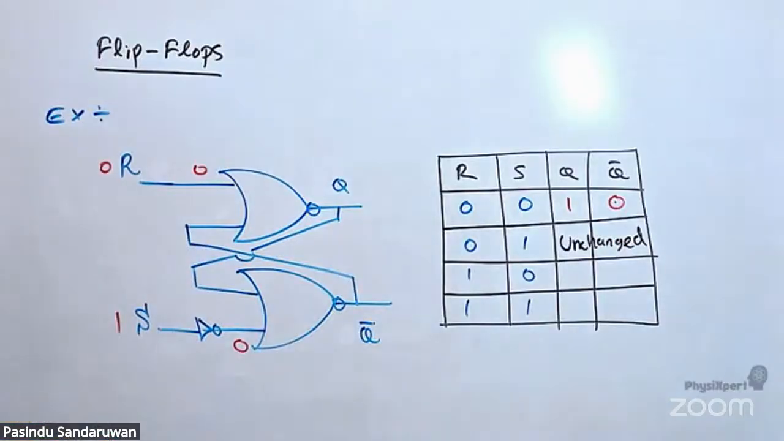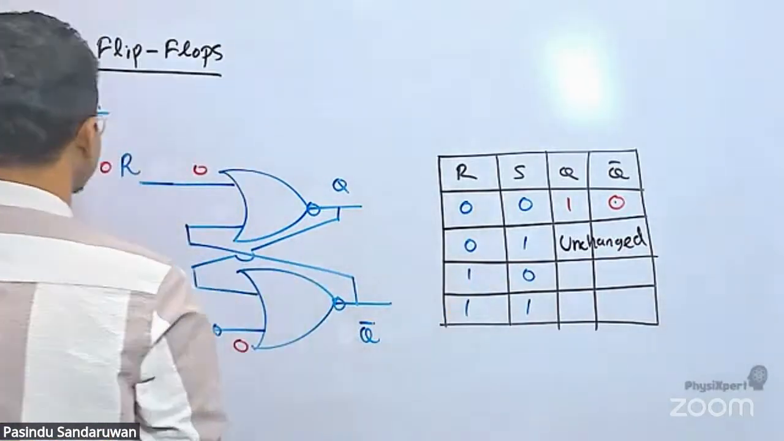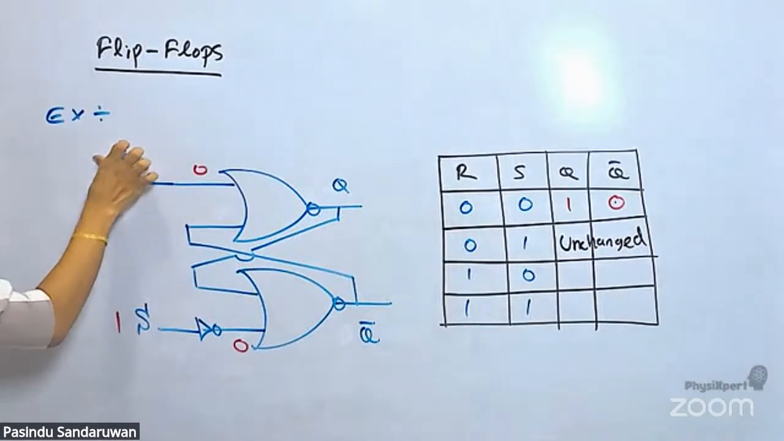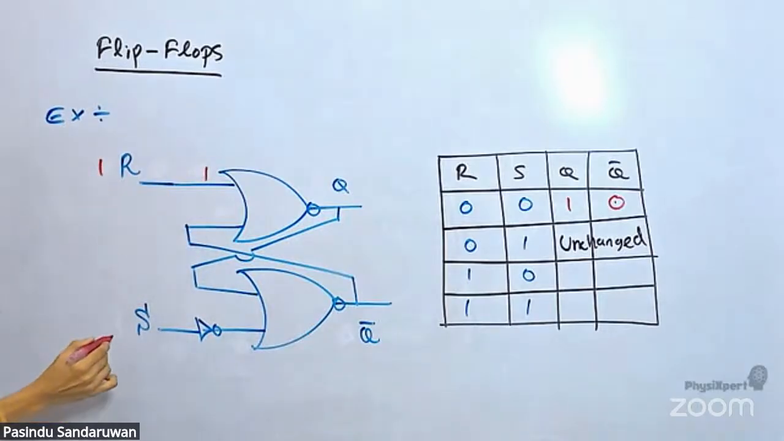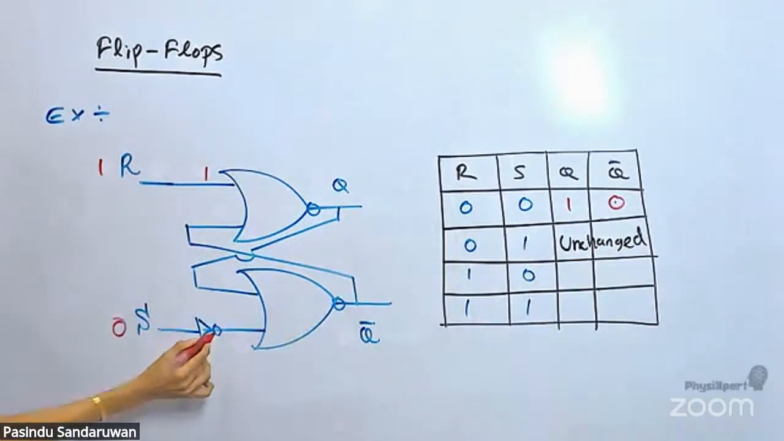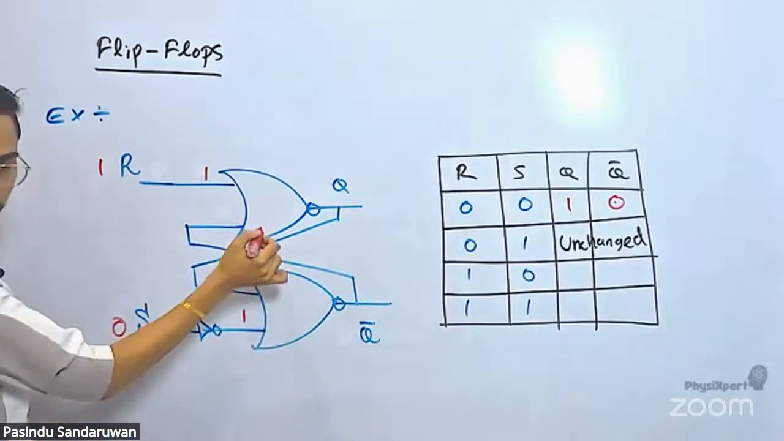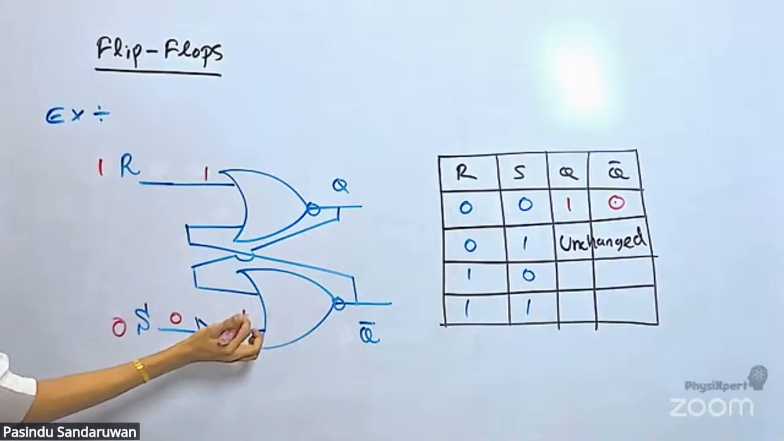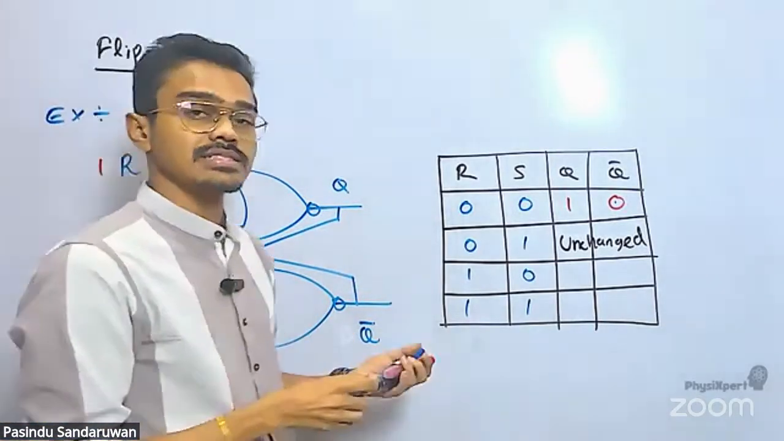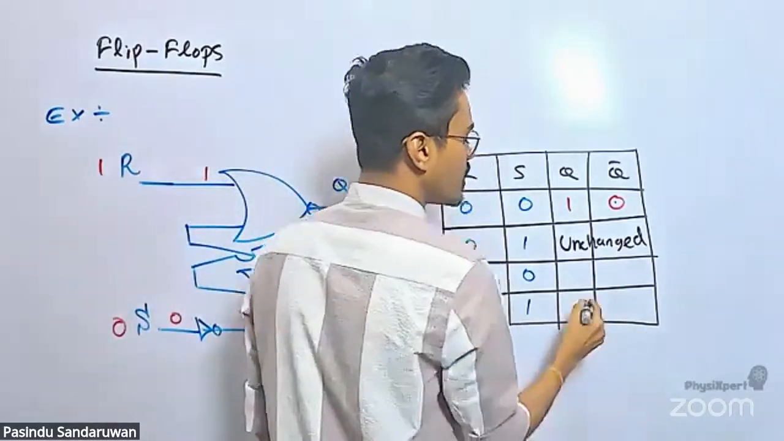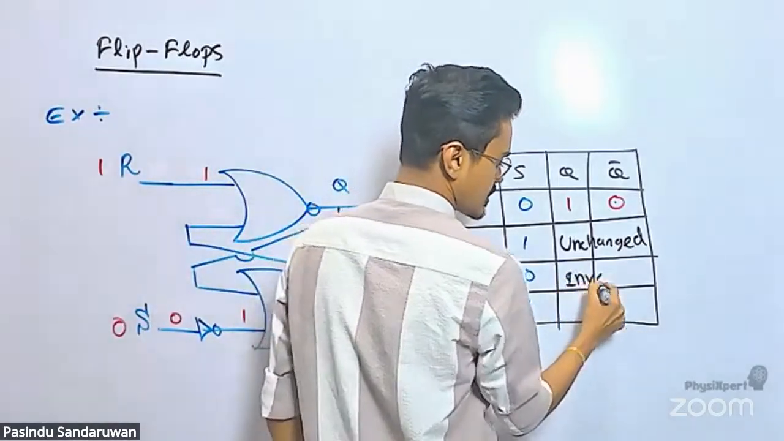Third one, 1, 0. R becomes 1. S becomes 0. When R is 1, this is 1. When S is 0, after the NOT gate, that is 1. Then signals 1 and 1 are coming into the flip-flop. From this side also it simplifies as 0, from this side also as 0. Which means you are going to get same answers for Q and Q bar. This line is invalid.